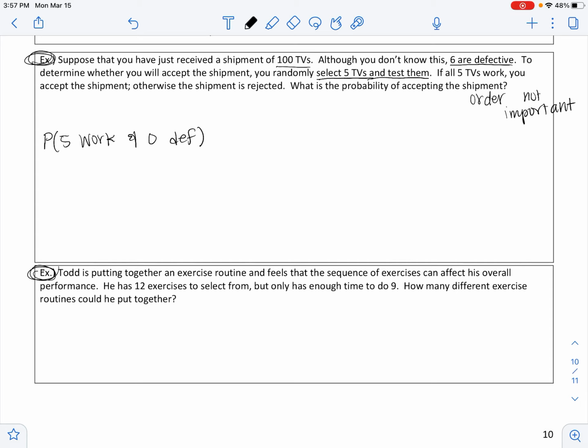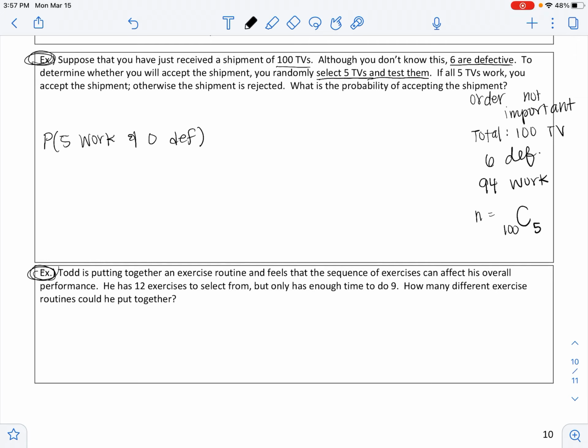We also know that you have a total of 100 TVs. From this, we also know that 6 of those TVs are going to be defective. And if 6 of them are defective, that means 94 are going to work. They're going to be good TVs. And so our sample size is going to be out of those 100 TVs that we have. For this testing, we're going to select a total of 5.